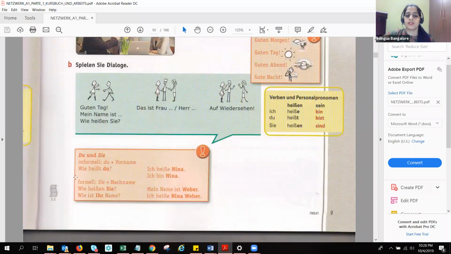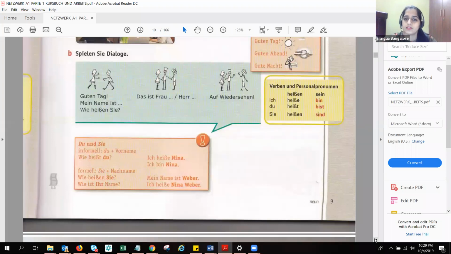If somebody is asking in the formal way, Nachname is last name, so you have to add your last name. Or simply, when you are calling somebody in this formal way, you can call them by their last name. Okay. So that is also formal. If you're using Miss and last name, Mr. and last name, that is also formal.